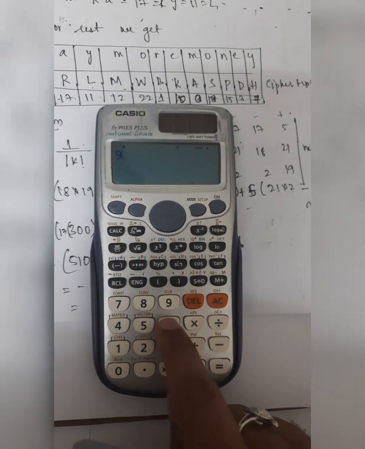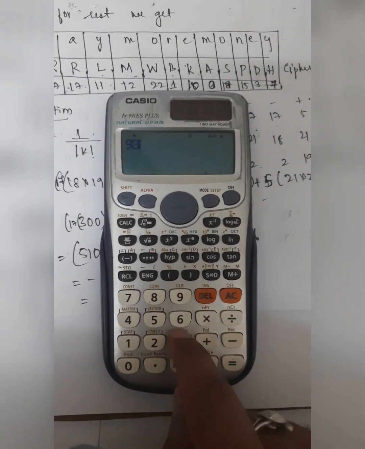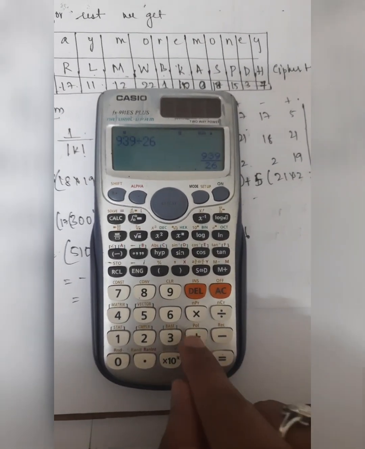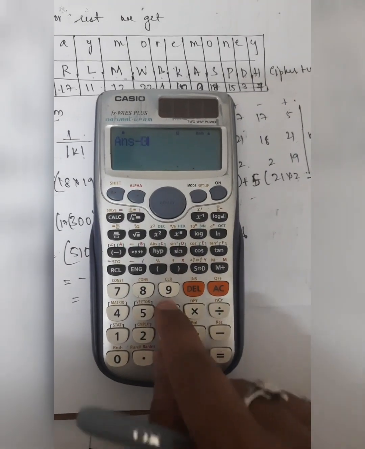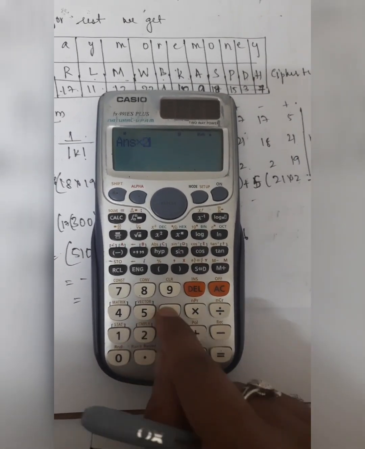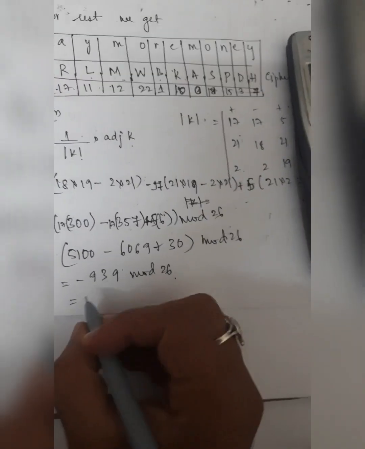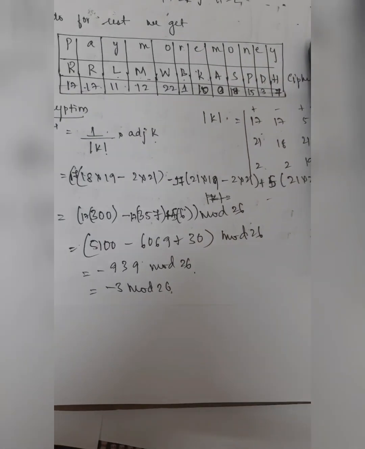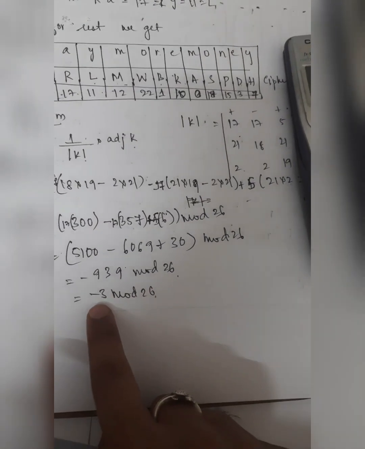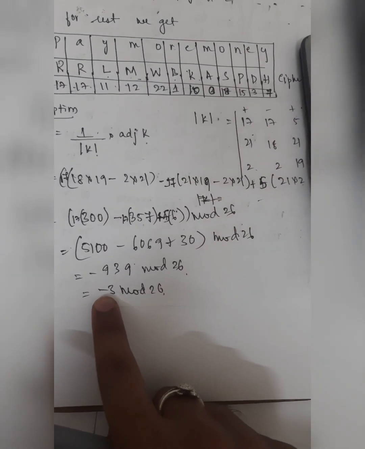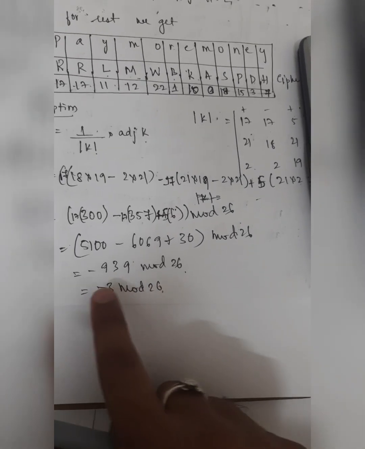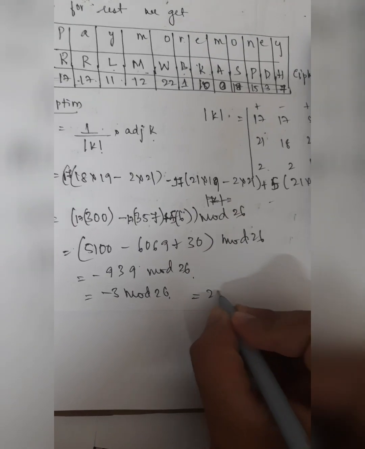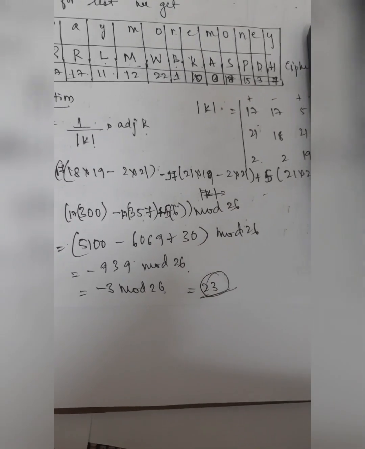See, 939 is your value. We have to do mod for 939 divided by 26. You get some value, minus 36 into 26, you get 3. 3 is your modulus, so it is minus 3 mod of 26. Always the determinant value should be positive, it can't be negative. So to convert this negative into positive, we just add minus 3 with 26. What will you get if you add minus 3 with 26? You get 23. So your determinant value is 23.